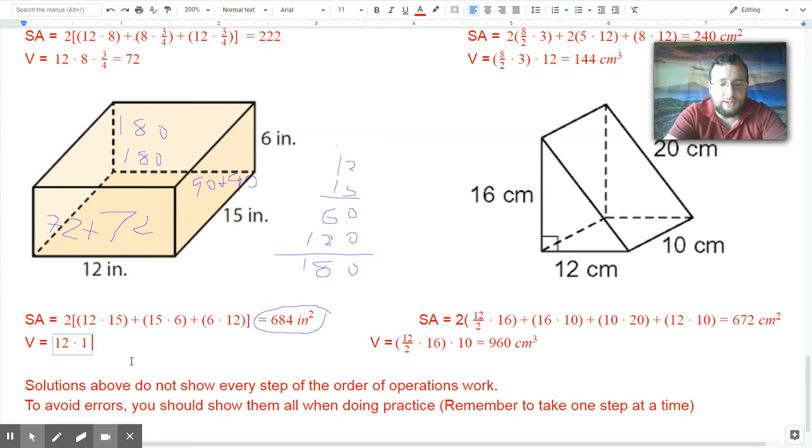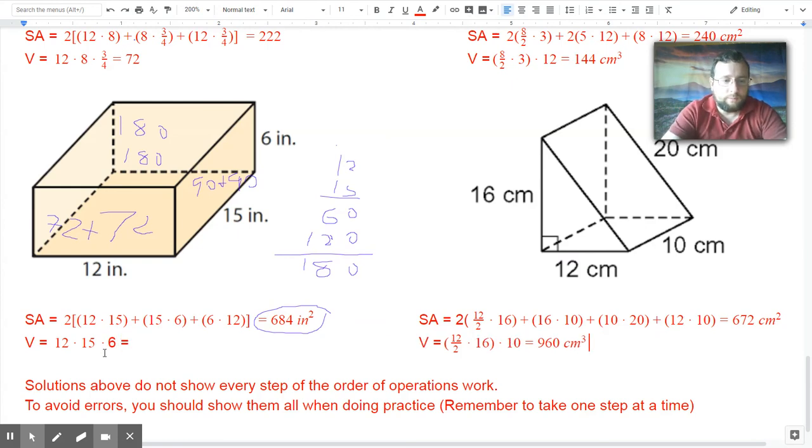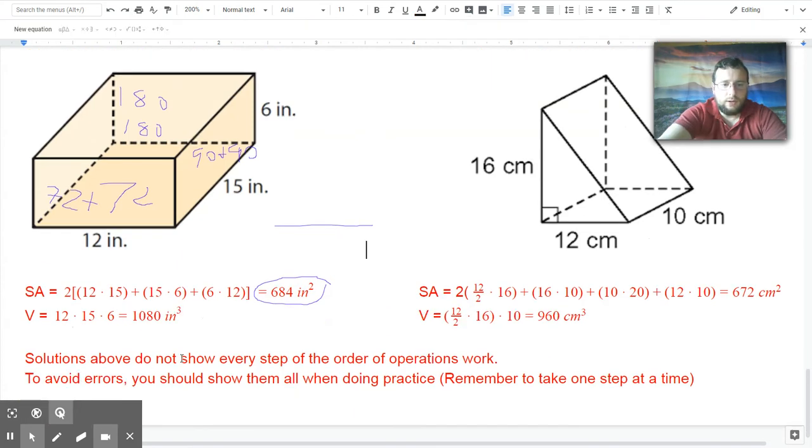12 times 15 times 6 is what you need to do. And when you do that in a calculator, you get 1,080 inches cubed because it's a volume, it's a three-dimensional thing. And of course, the surface area is in inches squared.